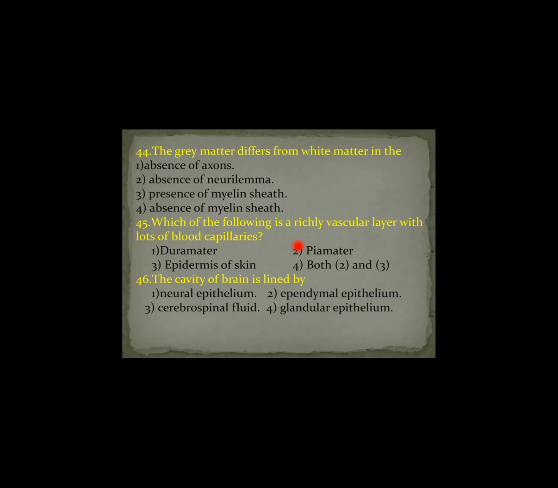Next, the cavity of the brain, called the ventricles. These ventricles are lined by specialized epithelial cells called ependymal cells. These are a type of neuroglial cells. They are modified squamous epithelial cells. So the cavity of the brain is lined by ependymal epithelium.